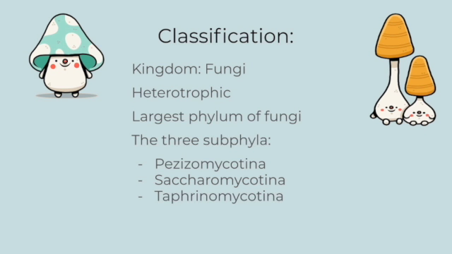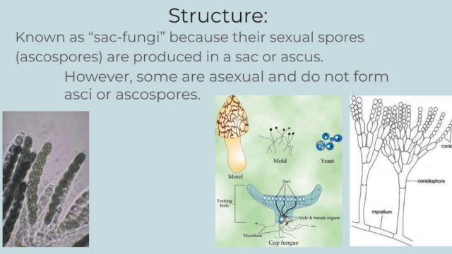And of course, the Taphrinomycotina, which is recognized following molecular DNA analysis and includes hyphofungi, fission yeast, and even a mammalian lung parasite known as pneumocytosis. The basic structure of the sac fungi.